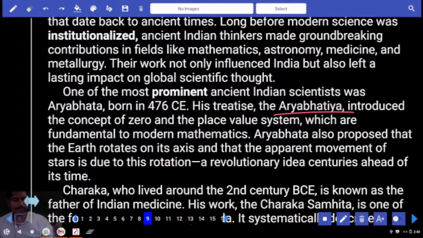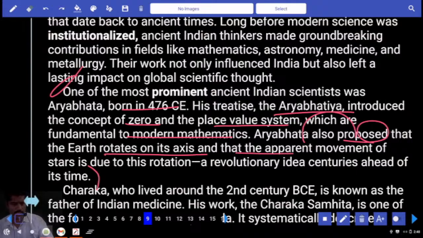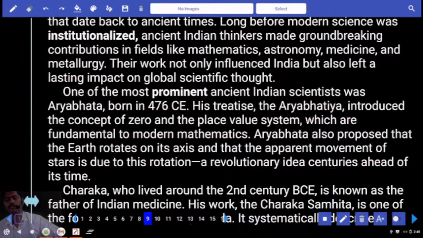Where is Aryabhatta? Here. One of the most prominent ancient Indian scientists was Aryabhatta, born in 476 CE. His treatise, the Aryabhattiya, introduced the concept of zero and the place value system, which are fundamental to modern mathematics. Aryabhatta also proposed that Earth rotates on its own axis, that the apparent movement of stars is due to this rotation. Stars are moving because of this rotation, he's saying. A revolutionary idea, centuries ahead of its time.